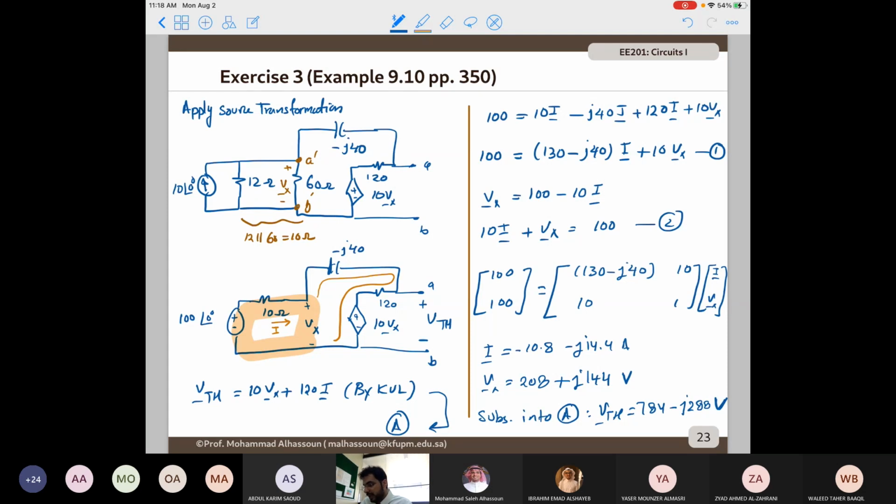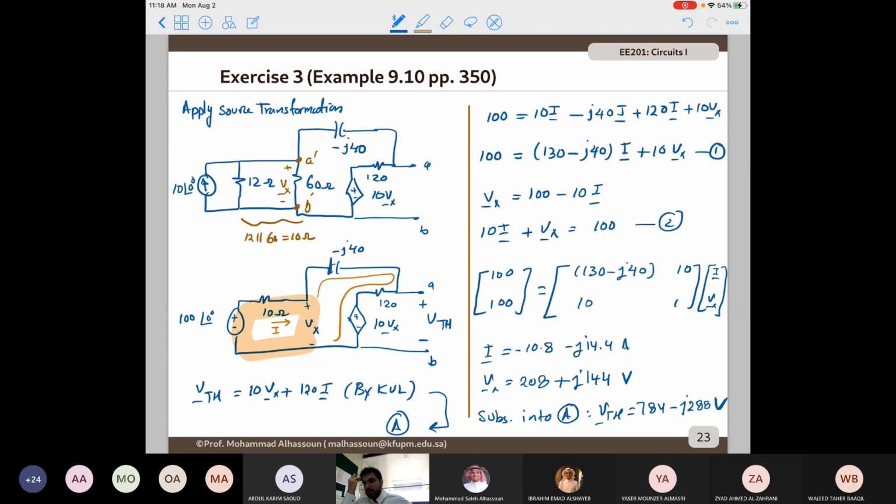The first one is, because here we have a dependent source, you can connect A with B and find the short circuit current. From that, you can take the ratio of the Thevenin voltage over the Norton or short circuit current, and this is going to give you the Thevenin impedance. That's one approach.